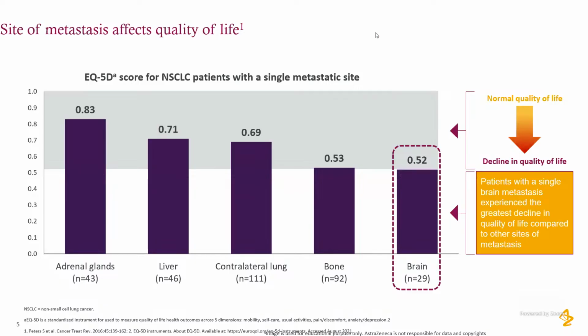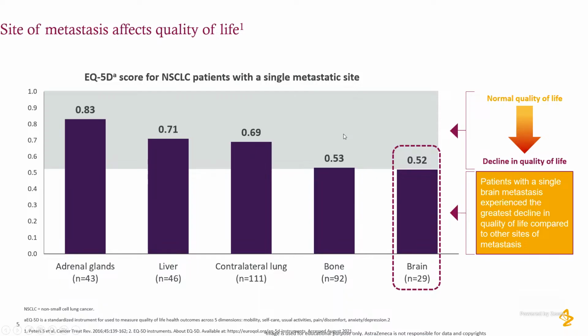This slide is quite interesting. They have evaluated some patients with presentation of multiple metastatic sites like adrenal, liver, bone, brain. How does quality of life depend on the metastatic site? The lower value, zero, means more decline of quality of life, and the upper value is a quite normal quality of life.